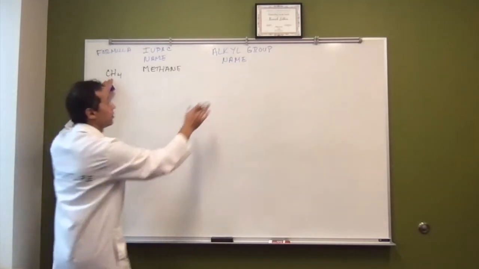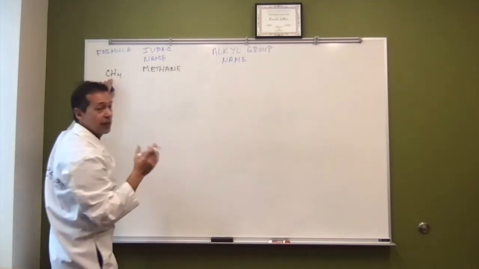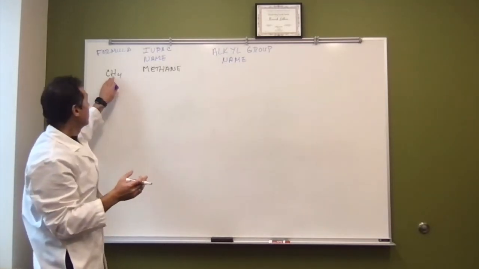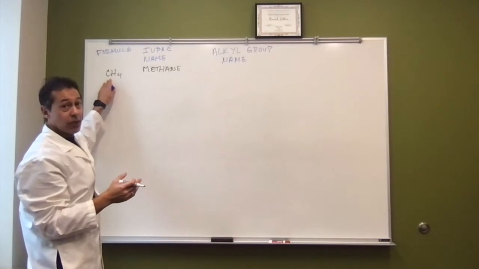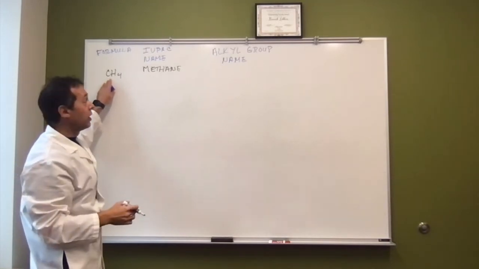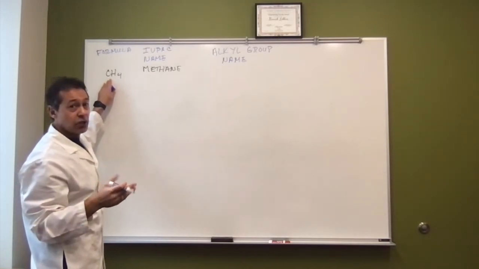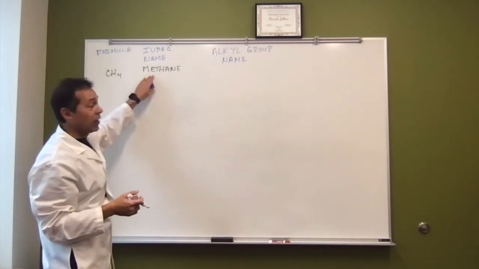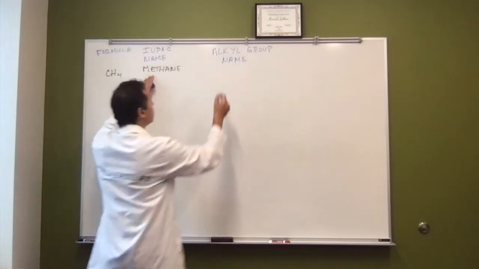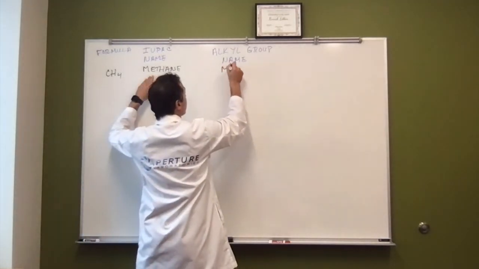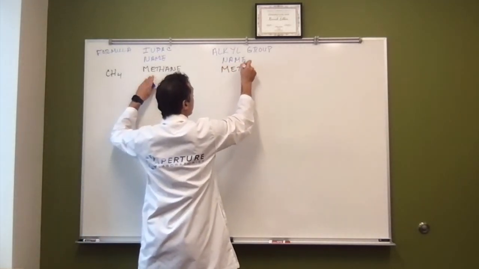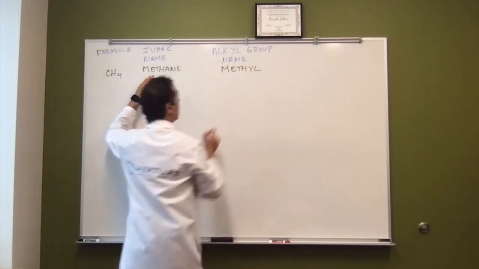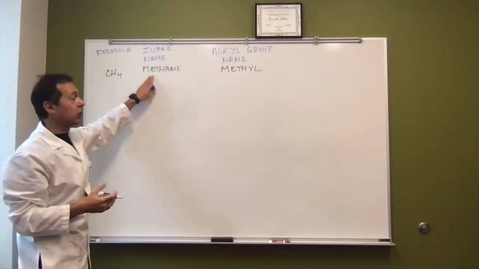And what an alkyl group name means is if this methane is attached to something bigger, then we change the name of it a little bit. We just change the suffix on this. So it goes from being methane to methyl. It becomes methyl.